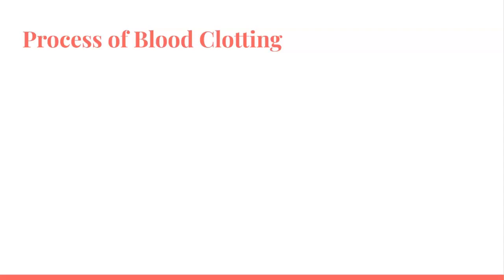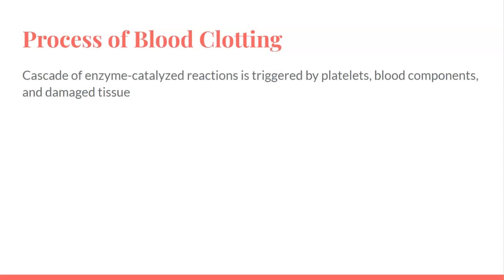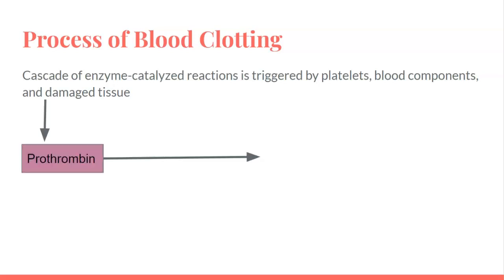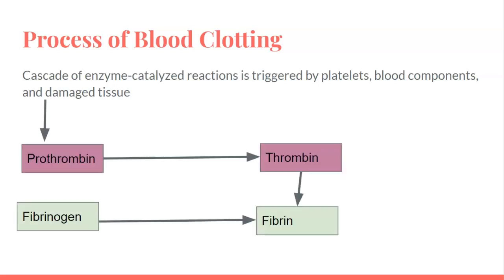We're not going to go into really great detail about this. We're just going to keep it pretty simple with the basics. So what we're going to be talking about is this cascade of enzyme reactions. So essentially just kind of like this flow of enzyme reactions that are triggered by platelets. So platelets are the little tiny pieces within our blood that when they reach the surface of our skin, because there's a cut, are going to cause this to happen.